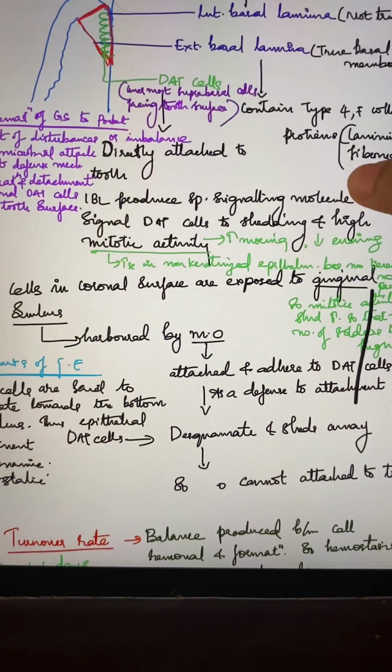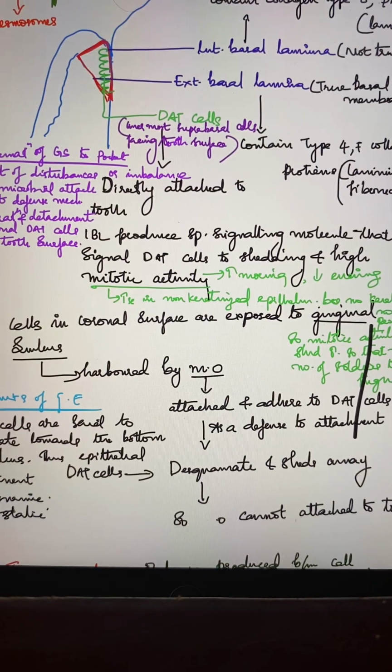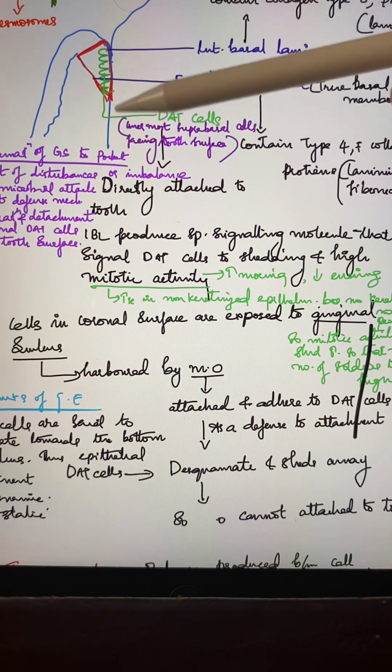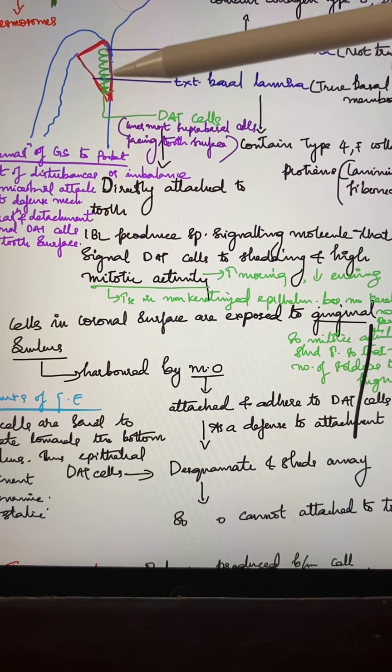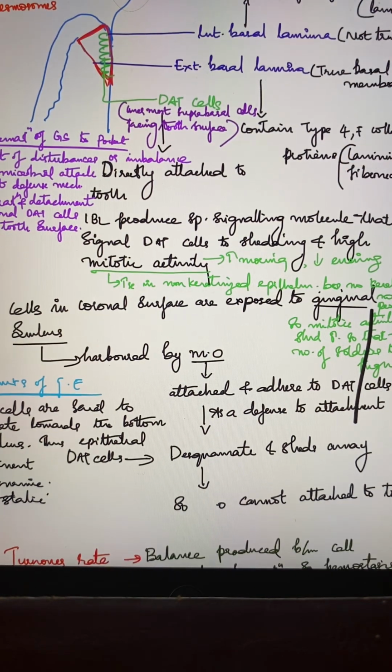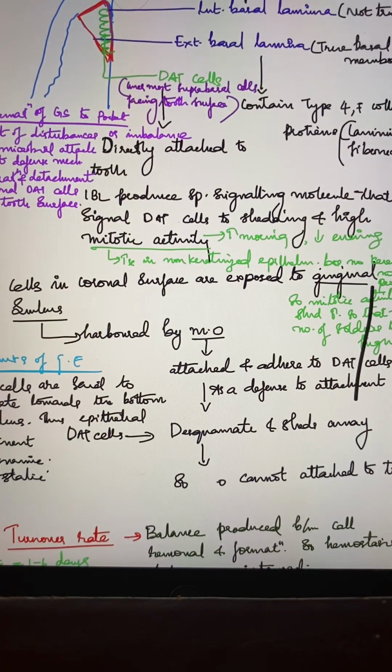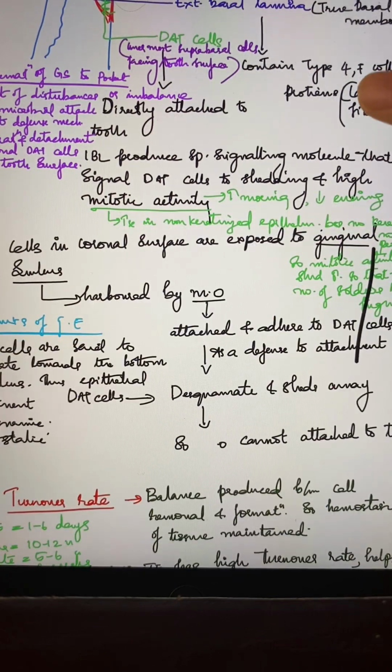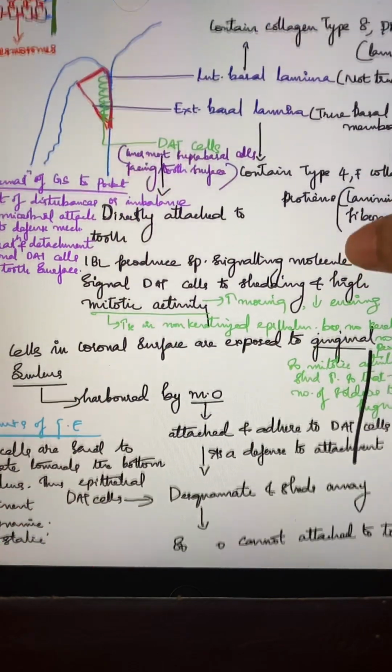The internal basal lamina produces specialized signaling molecules that signal the DAT cells to shed and to show high mitotic activity. The cells in the coronal surface are exposed to the gingival sulcus, which is harbored by microorganisms. These microorganisms attach and adhere to the DAT cells. As a defense against this attachment, the DAT cells desquamate and shed away. So that is why the process happens.